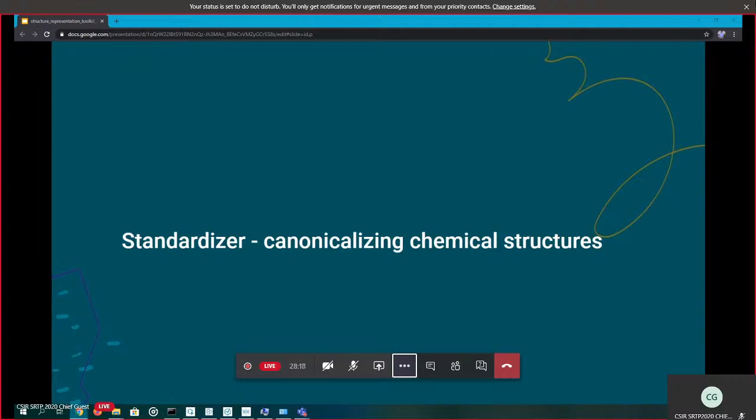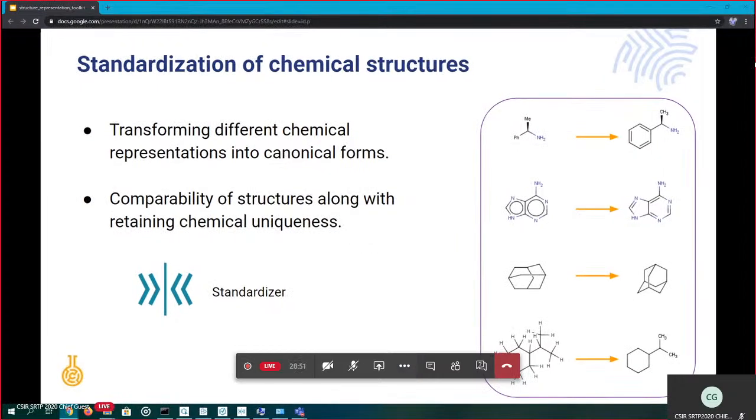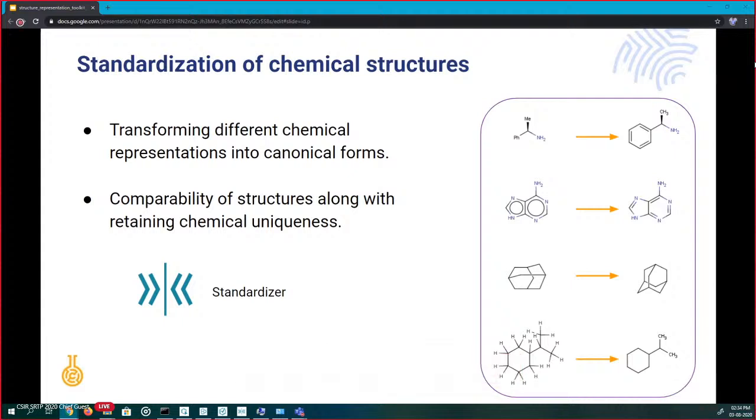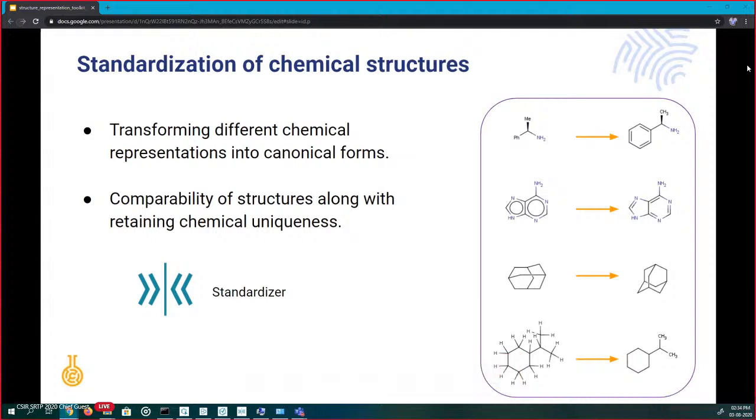So first and foremost, let me start with the chemical standardizer, which is used for standardizing chemical structures. What is the background of this standardization of chemical structures? There does not exist a strict convention that defines how to represent chemical structures. Consequently, a molecule can be displayed in multiple ways. For example, chemists can draw an aromatic ring in aromatized form or by using alternate single and double bonds, or draw hydrogen explicitly or use only the implicit representation of hydrogen. So the standardizer, which is a tool from ChemAxon, helps with standardization of chemical structures, which is the process of transforming molecules with different chemical representations into a canonical form. Standardized molecules obey the same chemical representation rules, thus ensuring comparability of structures along with retaining chemical uniqueness.